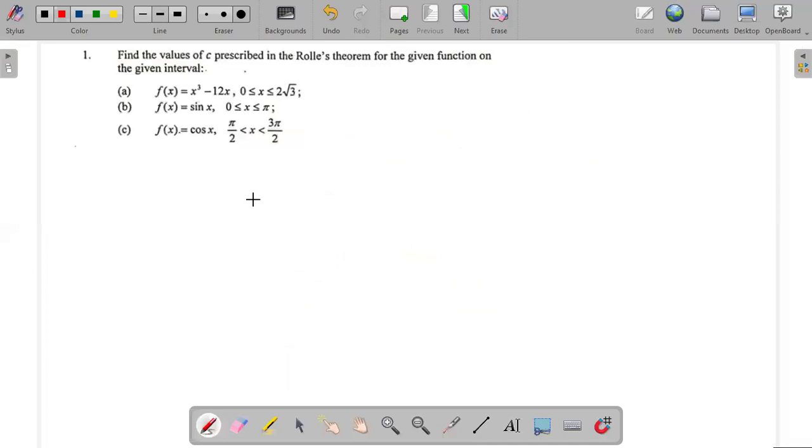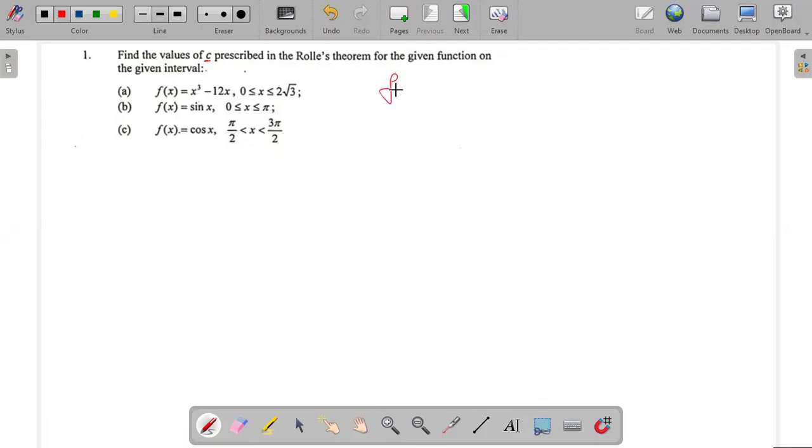Okay, so the first question says, find the values of C prescribed in the Rolle's theorem for the given function on the interval. So we have the function, then we've been given the interval as well. Then they're telling us to find the value of C for the Rolle's theorem. So first we ought to understand what the Rolle's theorem is.